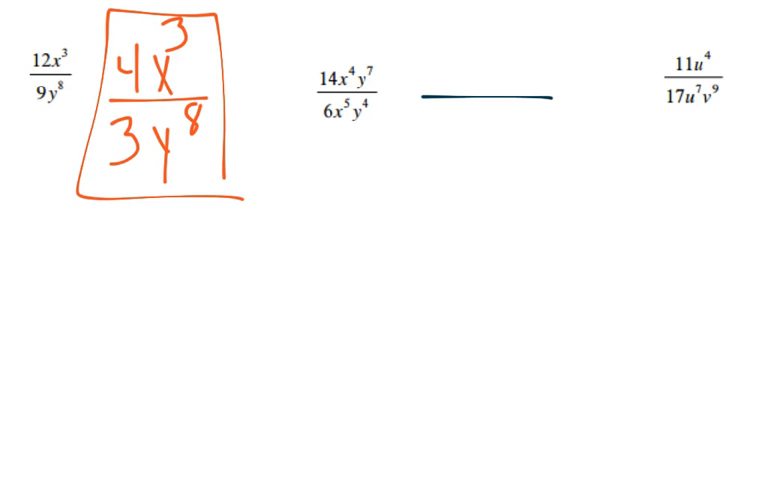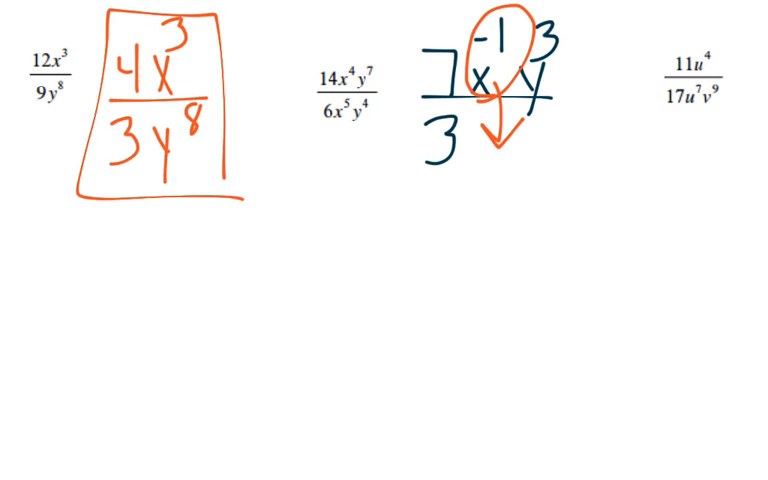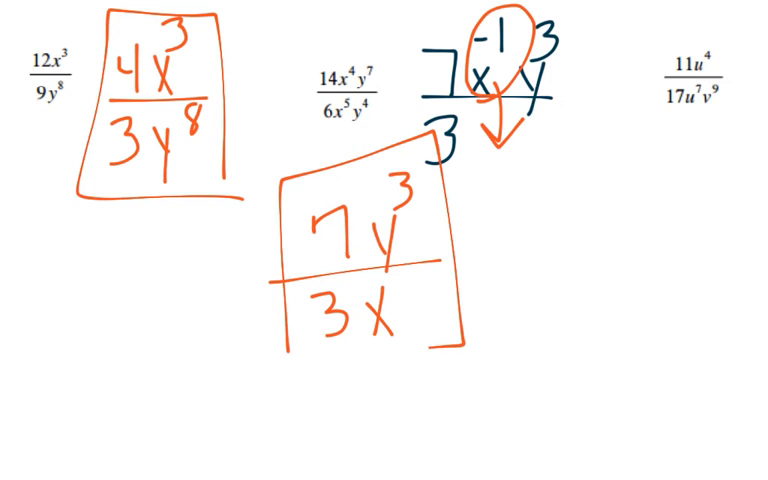14 over 6, they will both divide by 2, and you have 7 over 3. X to the 4 minus 5 is a negative 1. Y to the 7 minus 4 is 3. Cannot have this negative exponent. That is the only thing that has to move. So 7, y to the third stays on top. 3x goes on bottom. That negative 1 becomes positive when I move it. The whole purpose of moving it is to fix that.